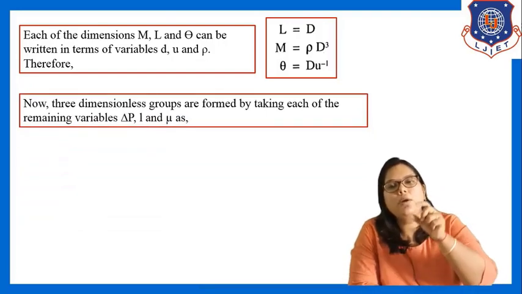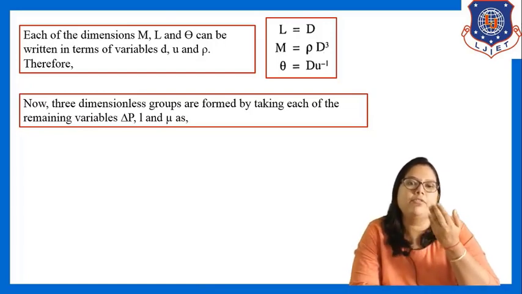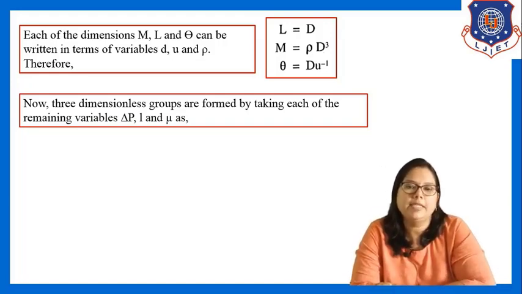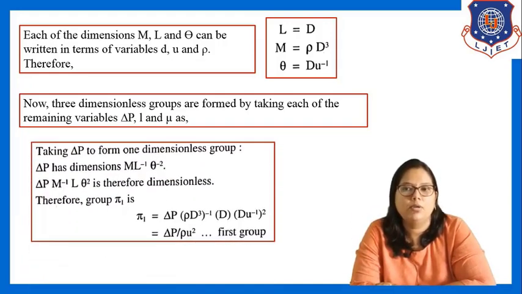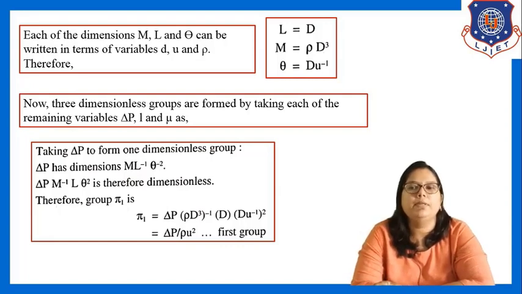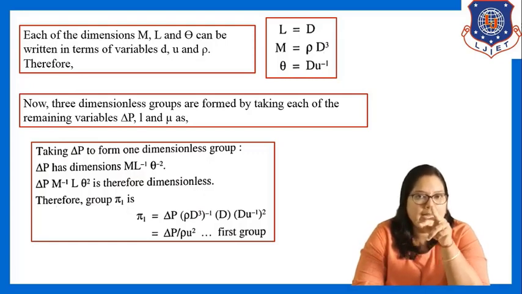From this, now three dimensionless groups are formed by taking each of the remaining variables. Other than the recurring set variables, the variables remaining are delta P, L and mu. And we make three dimensionless groups from these variables: delta P, L and mu. How? Taking delta P, its dimension is M1 L minus 1 theta minus 2. Fine. So what will happen? Delta P times M minus 1 L1 theta 2. So put M equal to rho D cube, L equal to D and theta equal to D U minus 1. Put here.